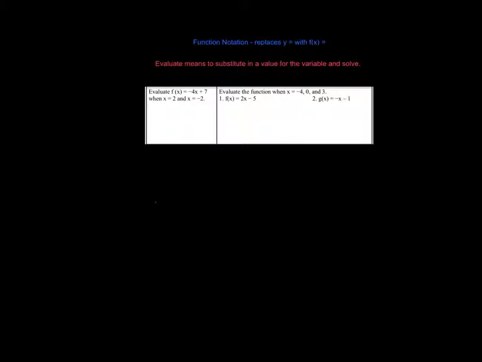So in order to evaluate f of x equals negative 4x plus 7 when x is 2, they may write it like this and say f of 2 equals, and they're just telling you to evaluate the function when x is equal to 2. So here, all I'm going to do is negative 4 times 2 plus 7. So I'm just replacing the x value with 2, and then I'm going to do that computation. So I know that f of 2 is going to equal, well, negative 4 times 2 is negative 8, plus 7 is negative 1. Okay?